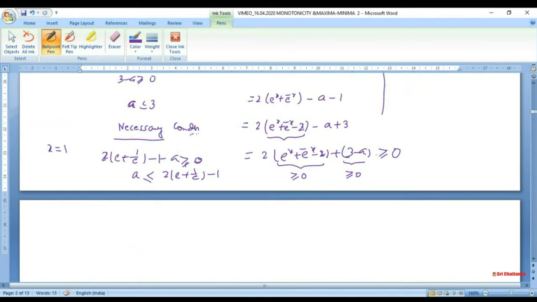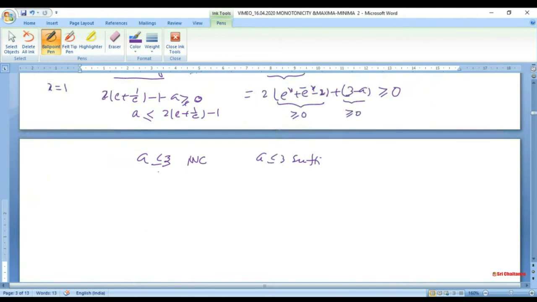First we found that a less than or equal to 3 was necessary, it was a necessary condition, and then we also proved that in fact this becomes sufficient also. And so you will say that for all values a less than or equal to 3, the inequality holds. And so this is my answer. So the answer becomes a less than or equal to 3.